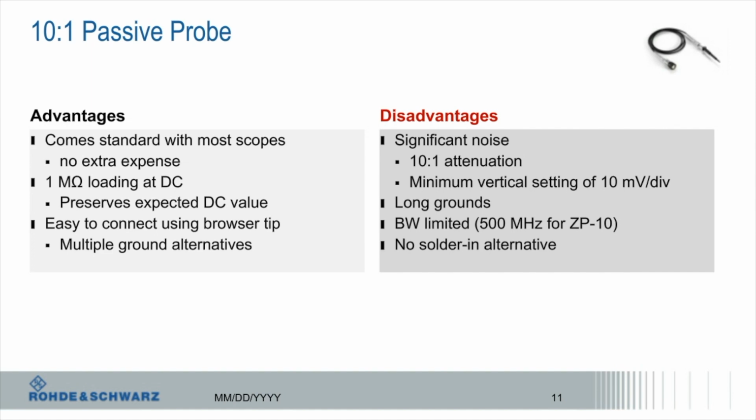First, they have excellent loading at DC of 1 megohm. It means that the DC value is going to be preserved. Second, they're easy to connect. There's lots of different ways that you can connect and ground them. What are some of the disadvantages? A primary one is that they have a 10-to-1 attenuation ratio, which means that you're going to have more noise in your measurement. They are also bandwidth limited, typically to 500 megahertz, and there are no alternatives for doing a solder-in to make a consistent, reliable connection.